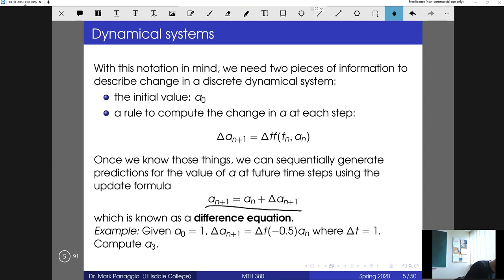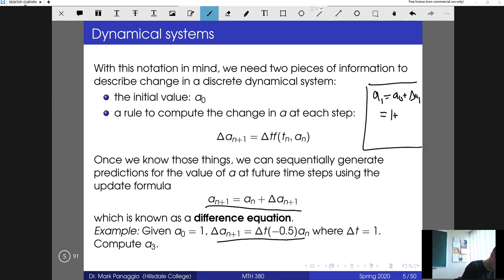All right, so if we have a0 equals 1. Well, the formula says that a1 should be equal to a0 plus delta a1, which, if we plug in our formula for the change, would be a0, which is 1, plus delta t, which we're using delta t equals 1, times negative 1/2, times an, which was the last value, which again is 1. And so our new value of a would be 1 minus 1/2, so it would just be 1/2.